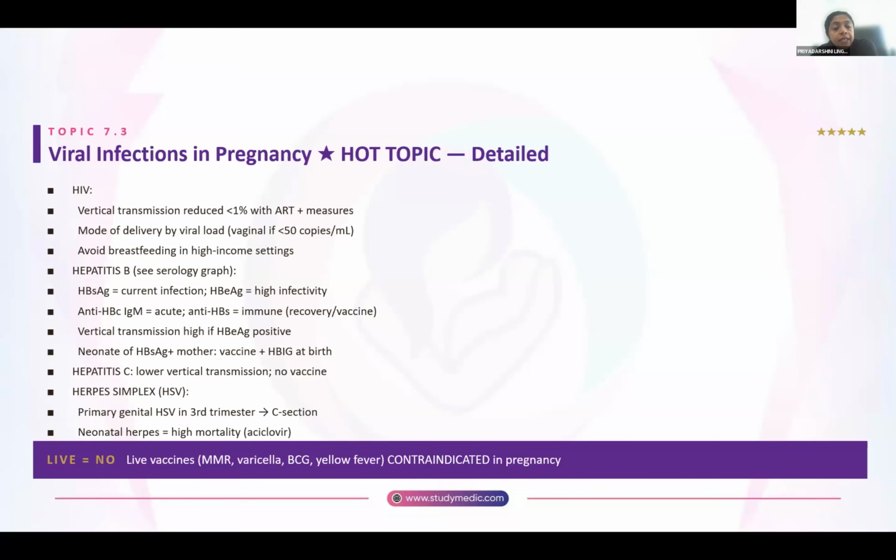Vertical transmission is very high whenever the woman is HBe positive, that means quite infectious. If we have a neonate of an HBsAg positive mother, then what do you do? You give both vaccine as well as immunoglobulin at birth. Hepatitis C has no vaccine and also has a lower vertical transmission. Coming to herpes simplex virus, if the woman has primary genital herpes simplex virus in the third trimester, then go in for cesarean section. This needs to be offered to the woman. Neonatal herpes is associated with high mortality, so that has to be kept in mind.